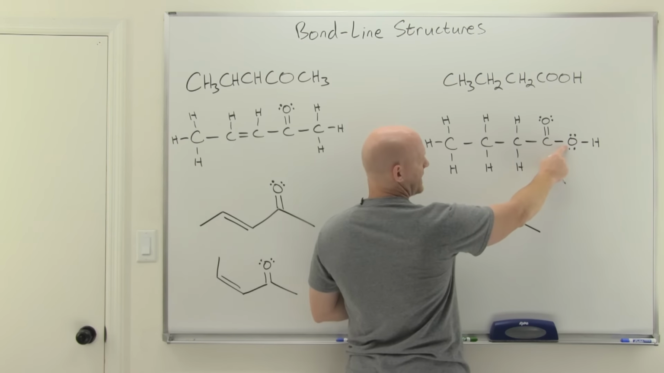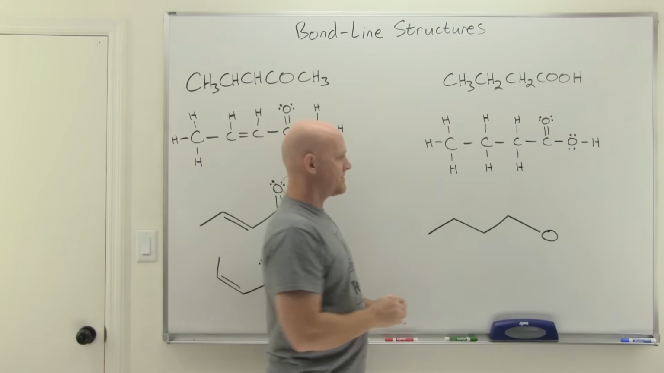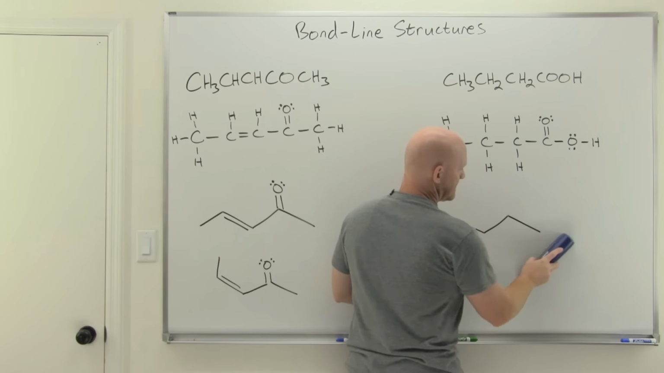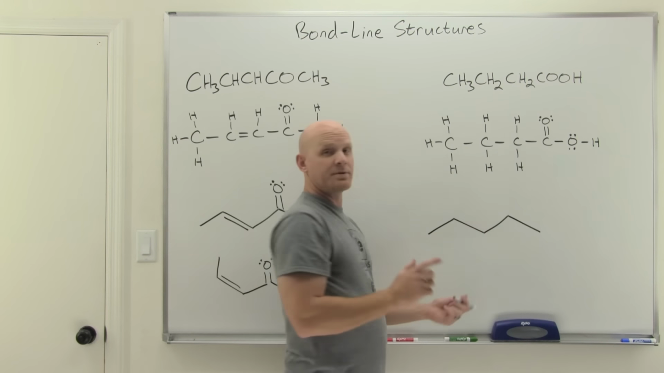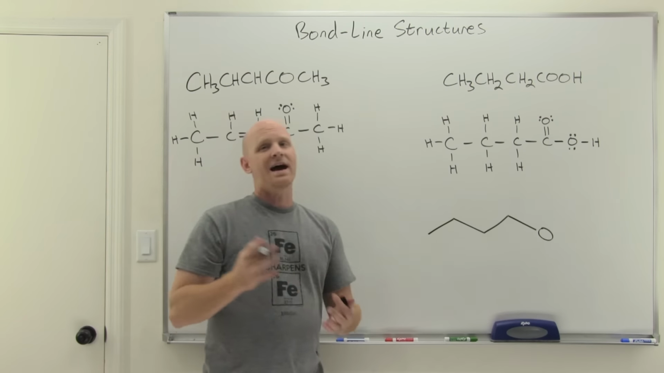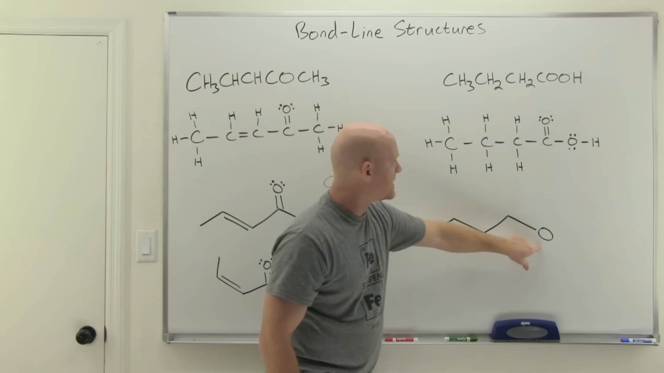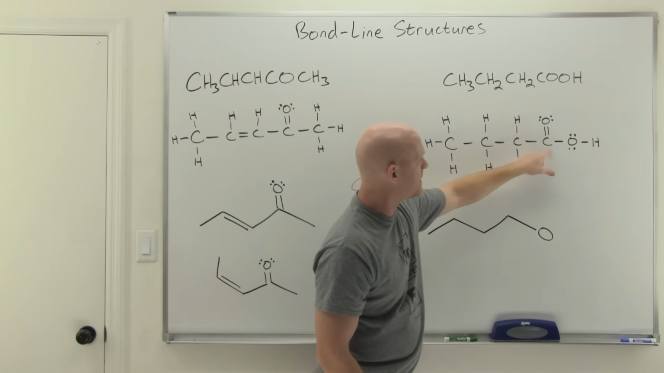But the last atom on the right is not a carbon, it's an oxygen. So we've got to label it. So before I put that oxygen and drew that in, that looked a whole lot like a carbon, an unlabeled vertex. But once I label it as an oxygen, now I know it's not a carbon. So we've got 1, 2, 3, 4 carbons and an oxygen.